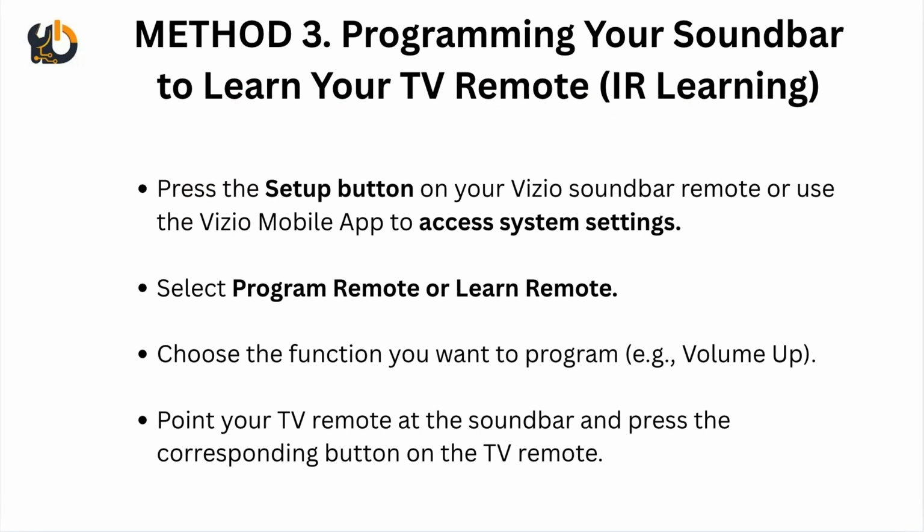Third method is programming your soundbar to learn your TV remote. Press the setup button on your Vizio soundbar remote or use the Vizio mobile app to access system settings. Select program remote or learn a remote. Choose the function you want to program, like volume up. Point your TV remote at the soundbar and press the corresponding button on the TV remote.